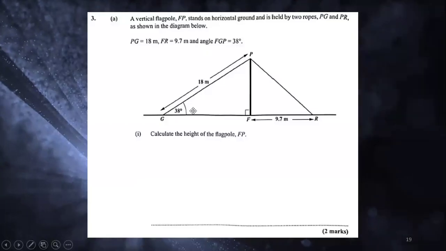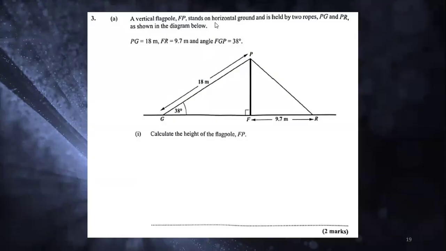So it says here, a vertical flagpole FP stands on horizontal ground and is held by two ropes, PG and PR, as shown in the diagram below. Okay, PG is 80 meters. We have that. FR is 9.7 meters. Yes, we have that here. And angle FGP is 38 degrees. Yeah, we have that. Awesome. So all this is information.